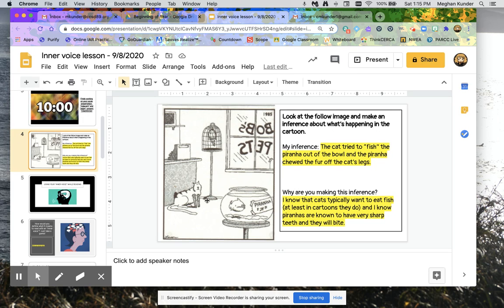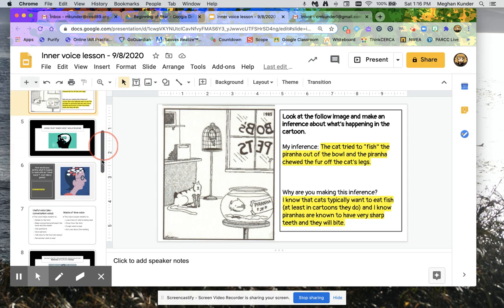Well, I know that cats will typically want to eat fish, at least they do in cartoons. And I also know that piranhas are known to have sharp teeth and they'll bite. So combining my prior knowledge with what I see in the picture, I can then make the inference that the cat tried to get the piranha out of the bowl and the piranha ate it, or ate the fur off the legs, okay? So that was the answer I was looking for.